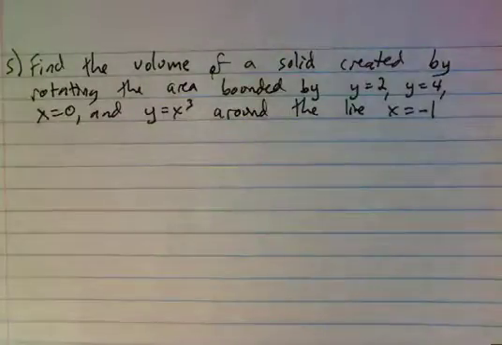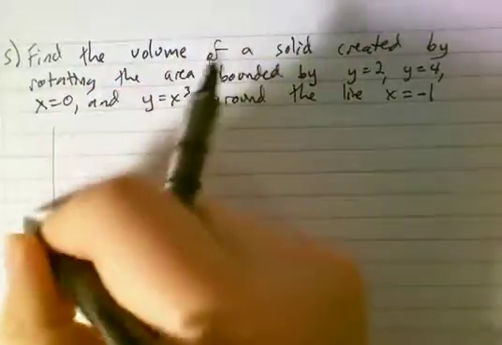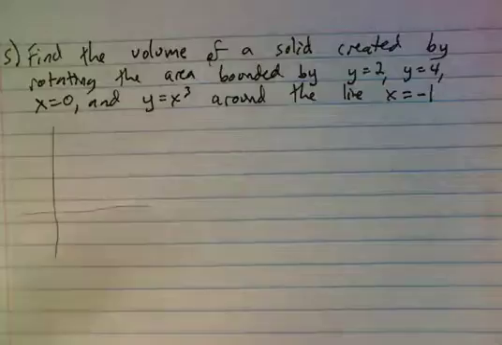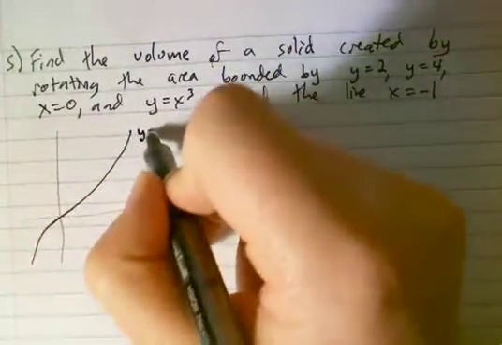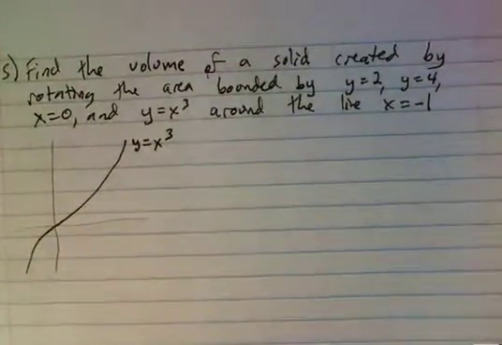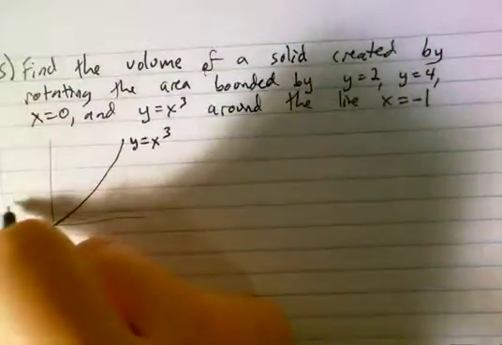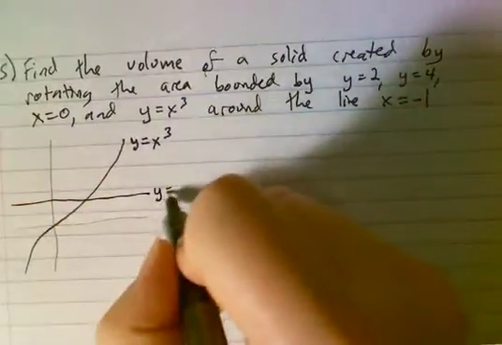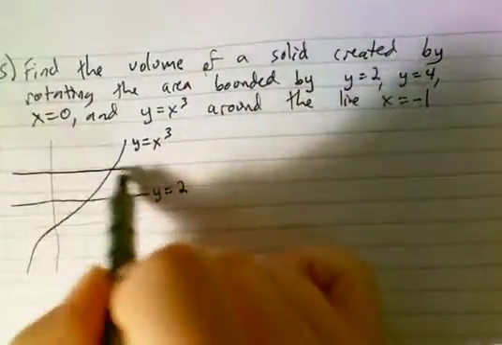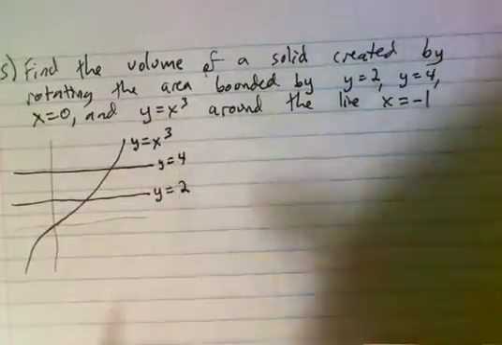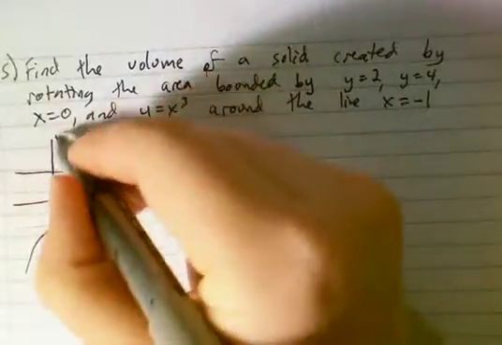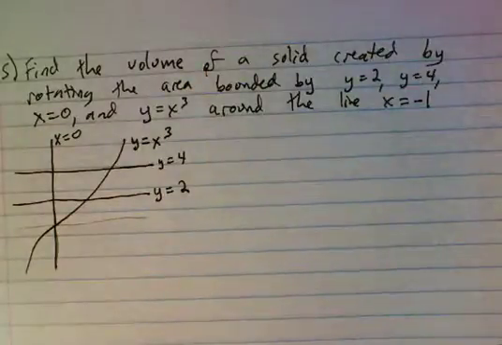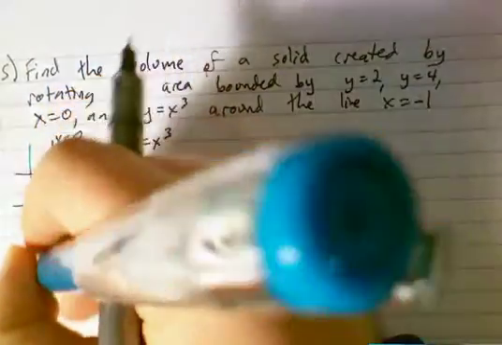Okay, I'm going to draw my axes in pencil because there's going to be a whole ton of different lines running around here. So there are my axes. I've got a y equals x cubed, so that goes like that. I've got a line y equals 2. I've got a line y equals 4. Got a line x equals 0. And I've got an axis x equals -1.